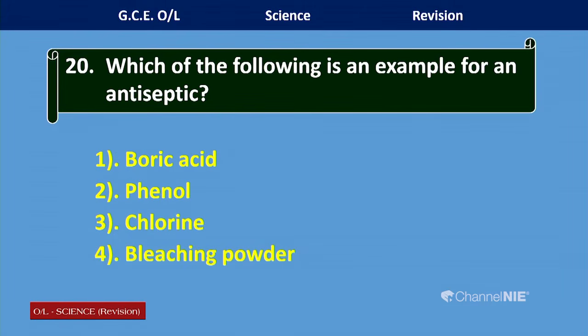So, antibiotics can be taken orally, antiseptics are mostly used for living surfaces, and disinfectants we use mostly for non-living surfaces like bathrooms, tiles and drains. Therefore, for question number 20, the antiseptic will be boric acid. The other 3 are all disinfectants.